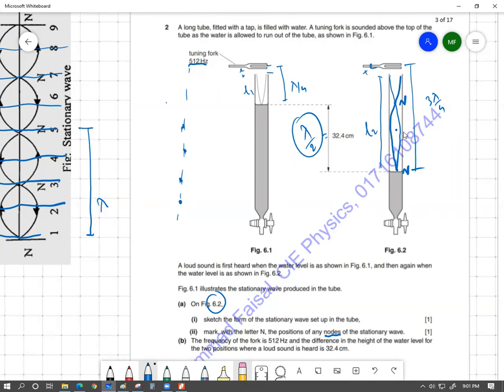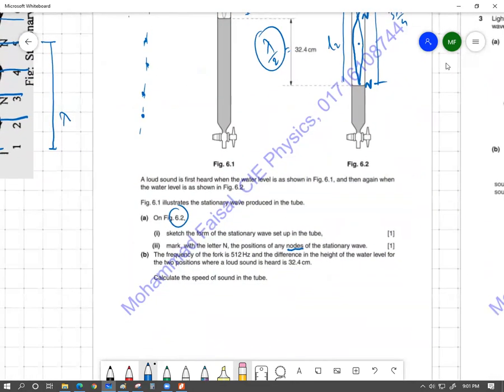Then it says the frequency of the tuning fork is 512 hertz and the difference in the height of the water level for the two positions where a loud sound is heard is 32.4 centimeter. Obviously, they're going to ask us to find the speed of the sound wave. So we write lambda by 2 equals 32.4 centimeter. Therefore, lambda equals 64.8 centimeter. Therefore, v equals f lambda, which gives you 512 multiplied by 0.648, whatever that gives you is the speed of sound for this medium.